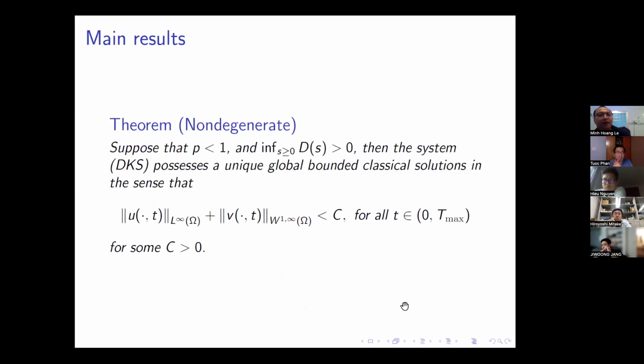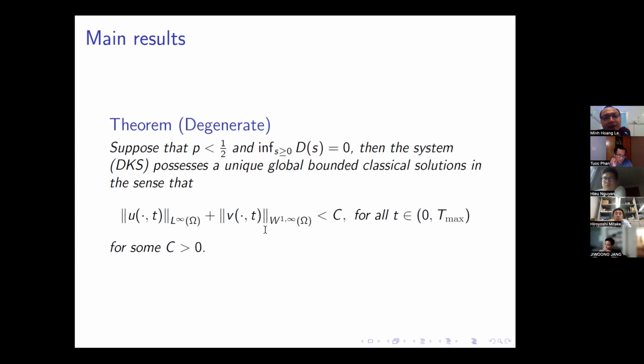Right, so we have the main theorem. Theorem 1 is for the non-degenerate case. For p less than 1 and the infimum of p positive, the system here possesses a unique global bounded solution, in the sense that this one is bounded and T max equals infinity. I forgot to add it there. This can be handled by the variational method in Sobolev spaces. We will talk about that later.